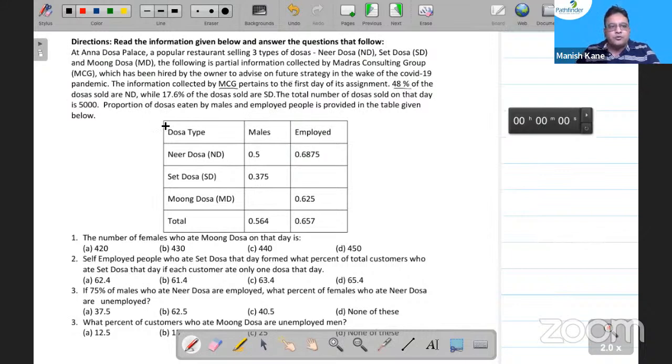48% of the dosas sold are neer dosas. So this is 48%. Then 17.6% of the dosas are set dosa. Obviously, the balance will be moong. And total dosas sold are 5,000, already given to us.